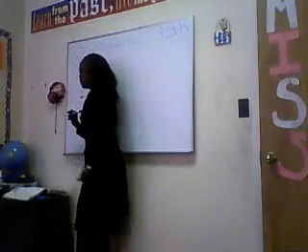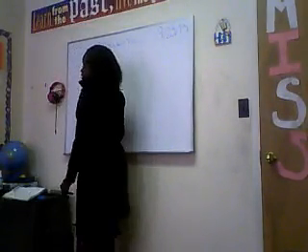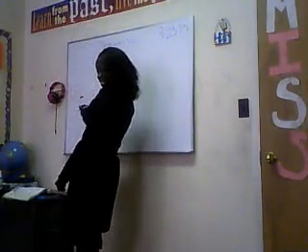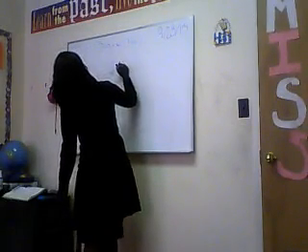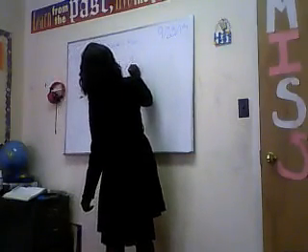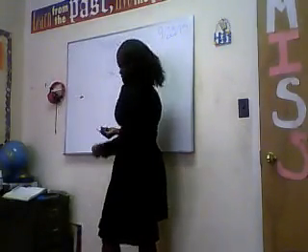What can I divide both 9 and 54 by? 3? Can you divide 54 by 3? I can divide by 9. 9 divided by 9 is 1. 54 divided by 9 is 6. Is this my most simple form? Yes.